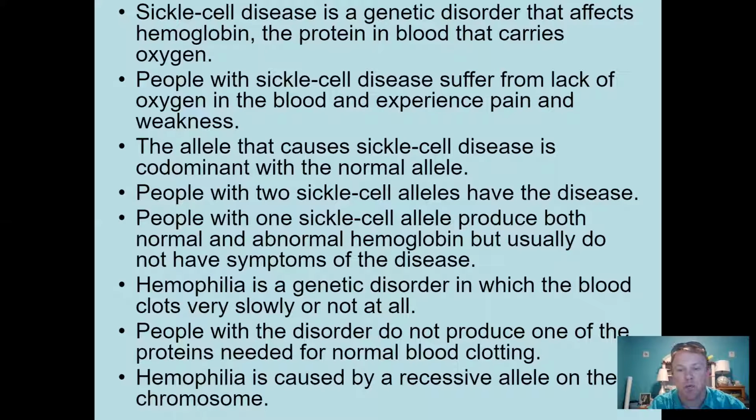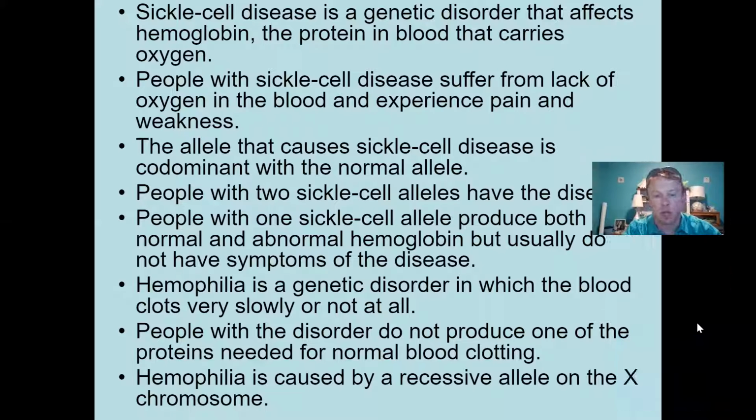Hemophilia is a genetic disorder in which the blood clots very slowly or not at all. Okay, so basically you bleed out from a pinprick. It's crazy. People with the disorder do not produce one of the proteins needed for blood clotting. Hemophilia is caused by a recessive allele on the X chromosome. So boys and girls can get it.